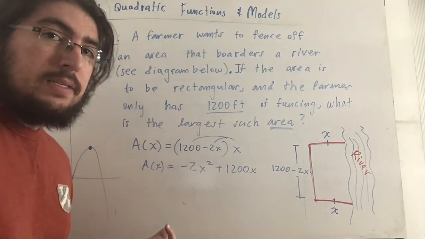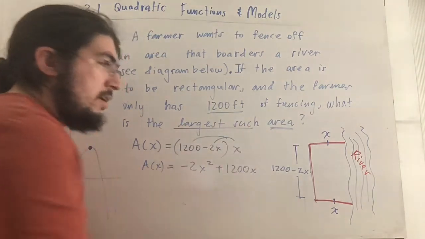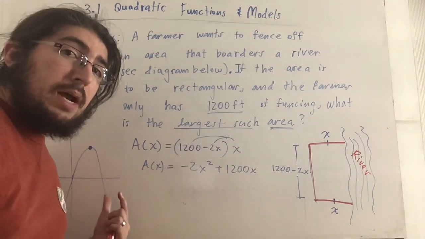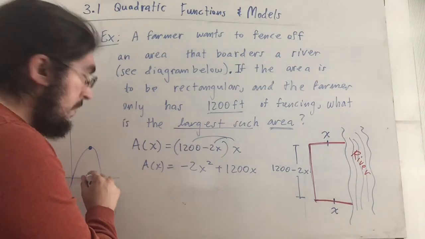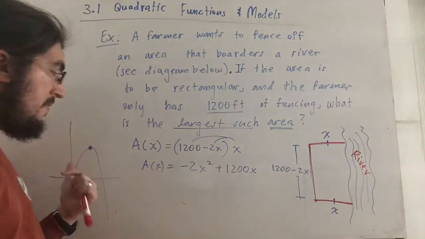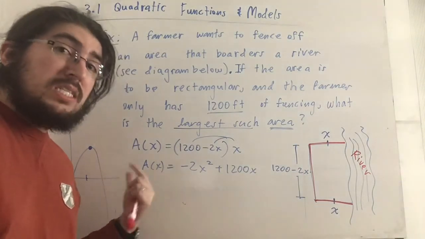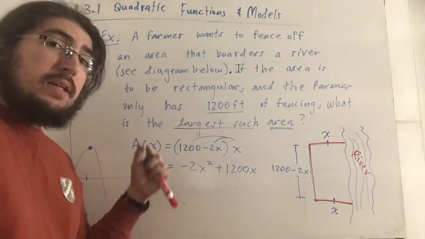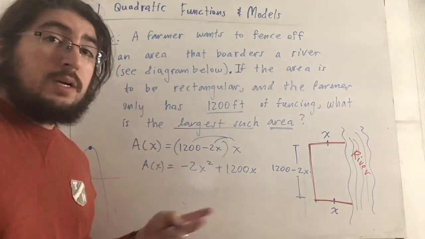It's just the vertex. So to find the largest such area, all we need to do is find the vertex of the parabola. Now the x value will be what x is, but the y value will correspond to what A of x is, which is the area. So once we find the y value of the vertex, we're done.